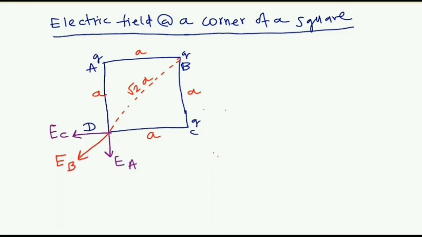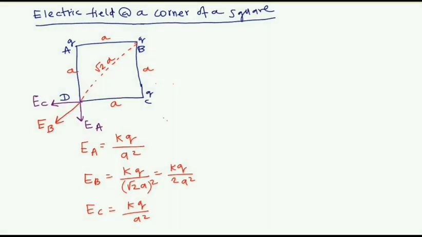Now let's write the formula for that. See students, I have written the value of EA, which is KQ by A squared. You know the general formula for electric field, which is 1 by 4 pi epsilon naught Q by R squared, and 1 by 4 pi epsilon naught I have written as K. So KQ by A squared, here the distance is A. For B the distance is root 2 A, so I have written root 2 A the whole squared. And for C I have written again KQ by A squared.